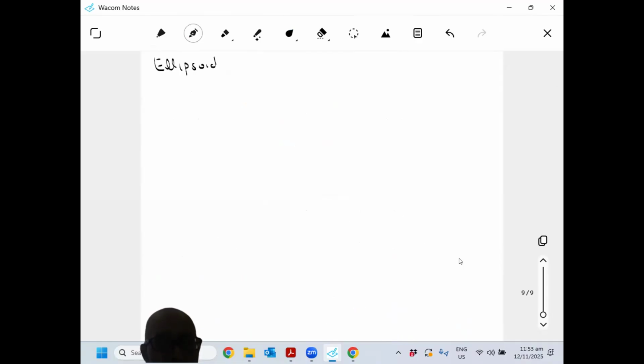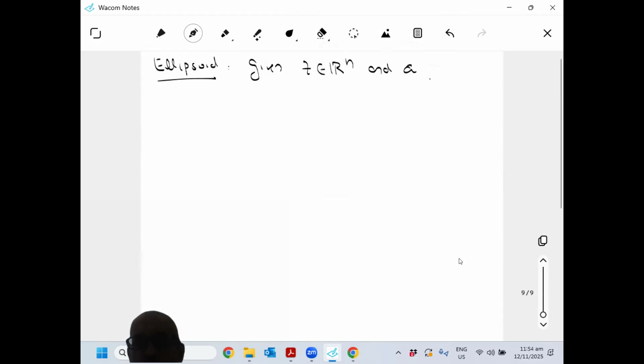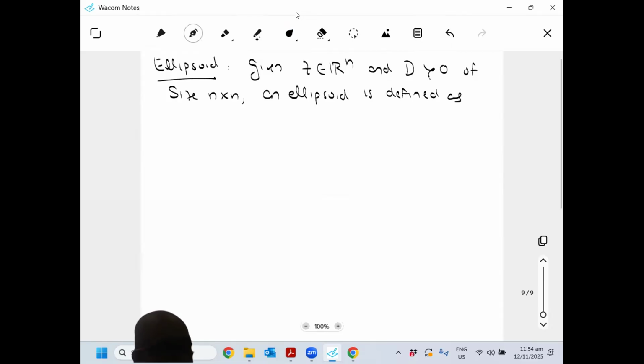So what's the definition of an ellipsoid? Given z in R^n and a positive definite matrix D of size n by n, an ellipsoid is defined as follows. Let's call this E(z, D). The center is going to be z, and D is sort of going to be a scaling matrix, or scaling of the axes.